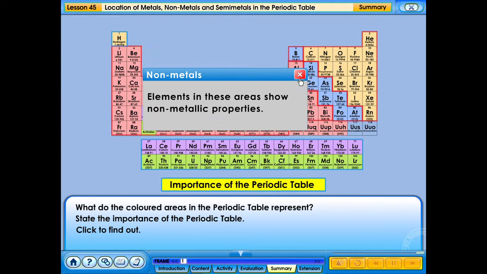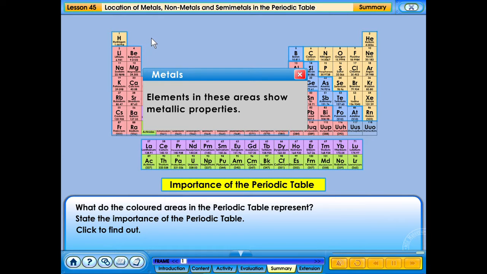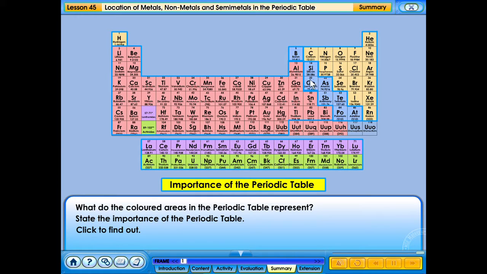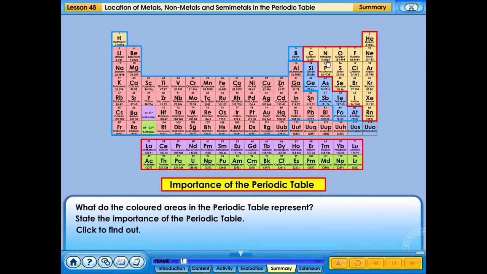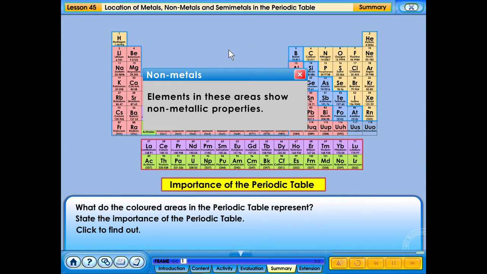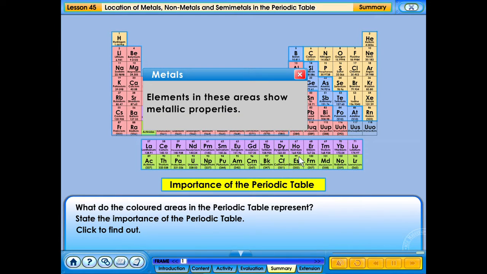Elements in these areas show non-metallic properties. Elements in these areas show metallic properties. Elements in these areas show semi-metallic properties. Elements in these areas show non-metallic properties. Elements in these areas show metallic properties.